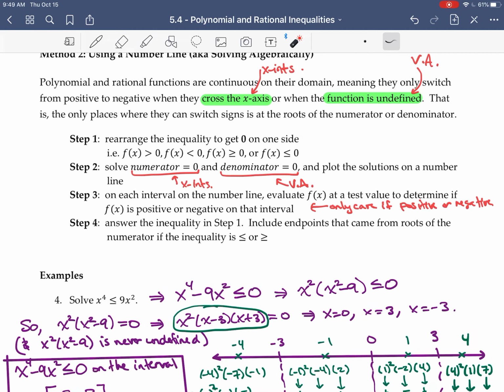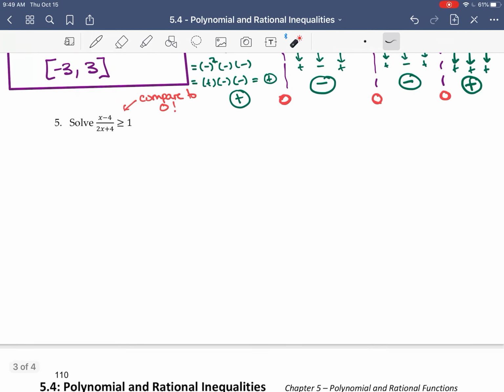So we take all of those x values and we put them on a number line, and then we just need to test the value in between. That's going to tell us on that interval if it's positive or negative. So let's try this one here. First we want to compare to 0, so I want to move the 1 over. So it's going to be minus 1, bigger than or equal to 0. And now I want to make a common denominator, so I'm going to multiply that by 2x plus 4. So I'm going to have x minus 4 and then minus (2x plus 4), all over 2x plus 4.